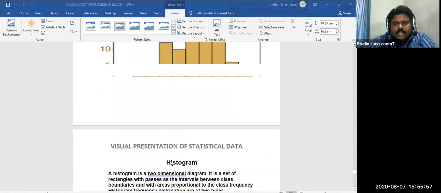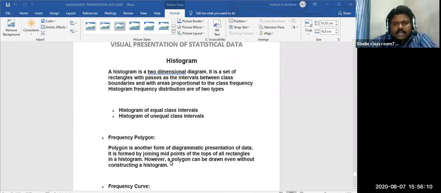Now we are moving forward with the construction. So in the next class, you should be ready with graph paper, pen, pencil, scale, eraser, and everything. Carry them.